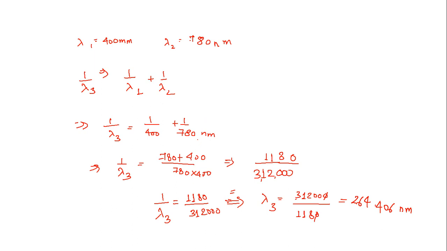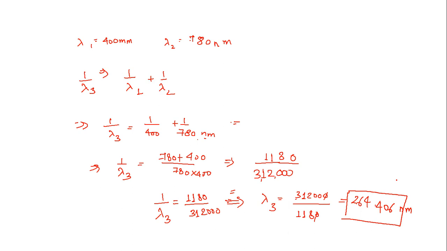Yeah. Now see, here what is the relation of unit? Here the unit was nanometer. Here also the unit was nanometer. Or say here the unit would be 1 upon nanometer, or nanometer inverse, and when we take the reciprocal, finally what we get is the reading in nanometer only.